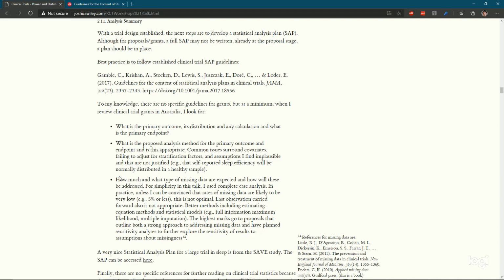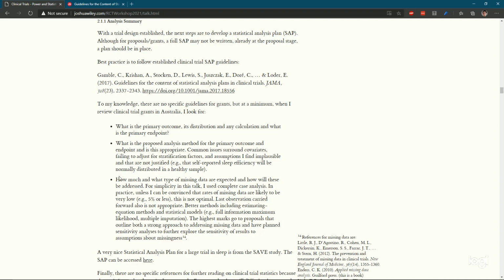For simplicity in this talk, I just used complete case analysis and pretended there was going to be very low amounts of missing data. In practice, unless I can be reasonably convinced that rates of missing data are likely to be very low, and for me, very low is probably 5% or less or so, there's no strict cutoff on this, but that's around what I tend to take, complete case analysis is not optimal. Last observation carried forward is also not appropriate.